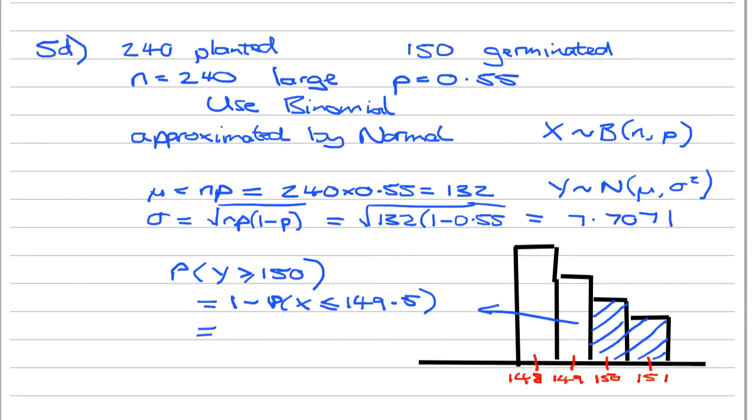So putting this down here, we've got 1 minus the value we just calculated, 0.98841, and that comes to 0.1158, and that's to 4 decimal places.